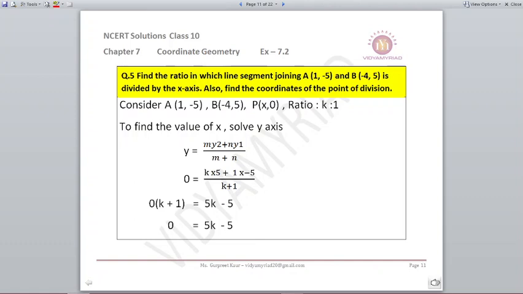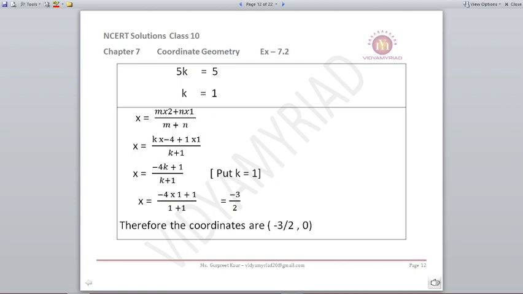Now here the ratio is not with us, and the x coordinate is also not with us. So what we are going to do is we will try to solve the y part. So y is equal to (m y2 plus n y1) upon (m plus n). We have the value of y with us, that is 0. Your m is k, y2 is 5, your n is 1, your y1 is -5, upon k plus 1. With this we will get the value of k. K comes out to be 1.